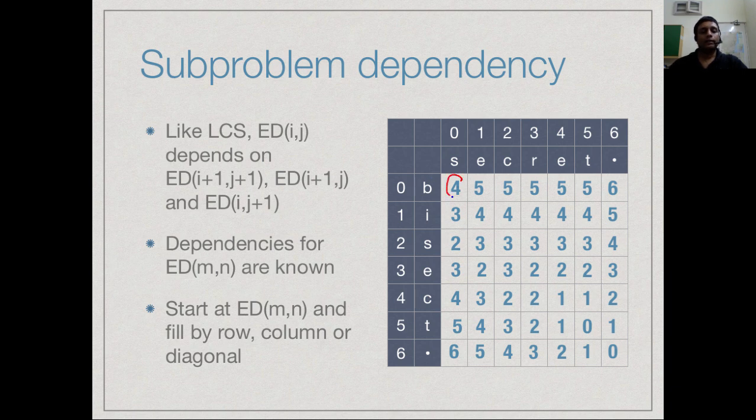So I keep doing this, and as I go left, eventually I'll find that the minimum edit distance between bisect and secret is actually 4. I need to make 4 changes. Okay, just using the inductive definition that we had done earlier.